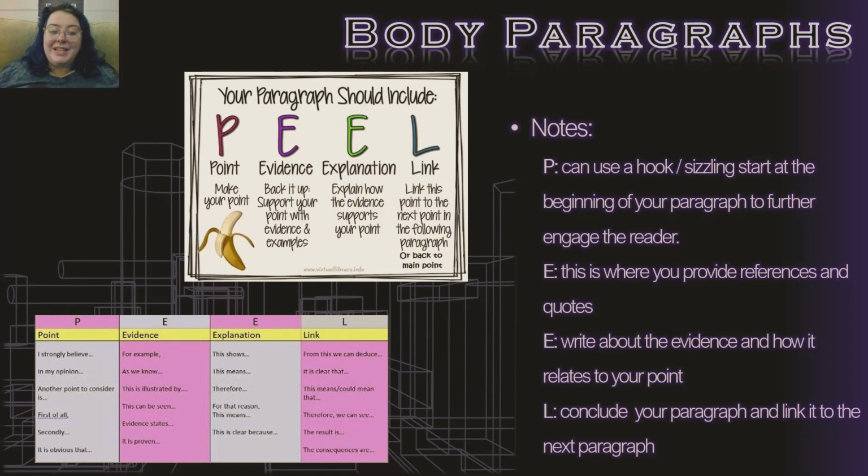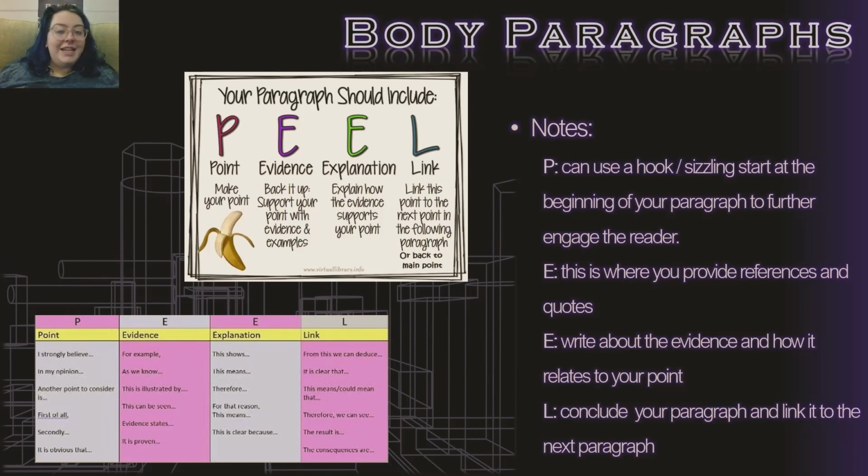Okay, so the next one is E. E is evidence. Back it up. Support your point with evidence and examples. So this is going to be where you're going to have your references, you're going to have your experts, all that kind of thing in this section. Once again, down the left, there's little starters for you. And it says here, this is where you provide references and quotes, just like I said then.